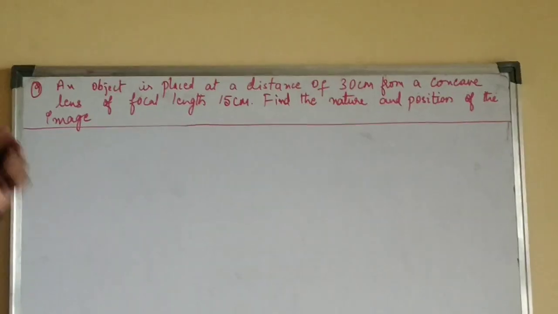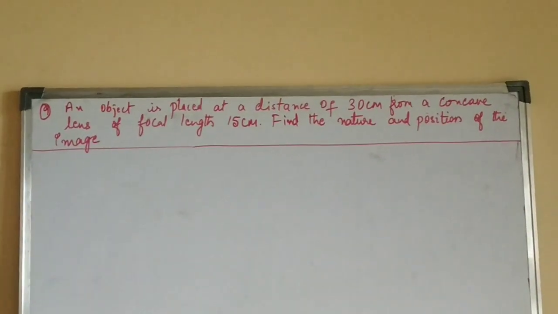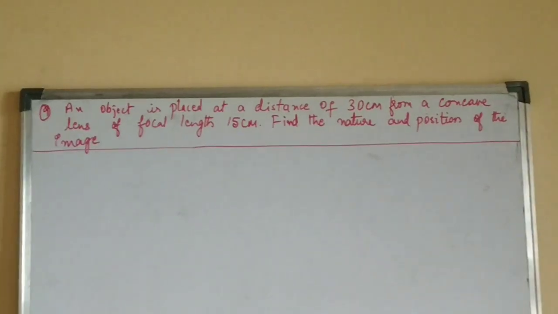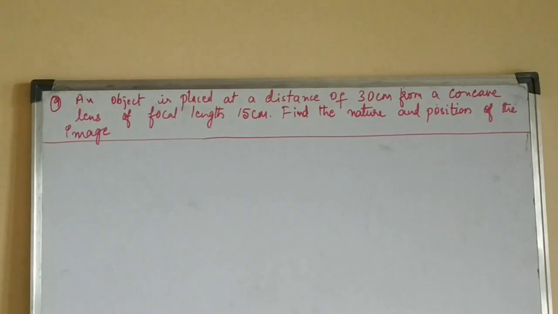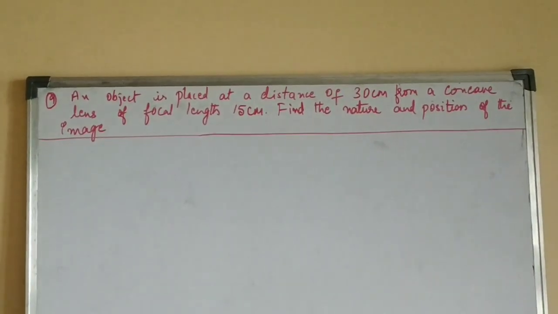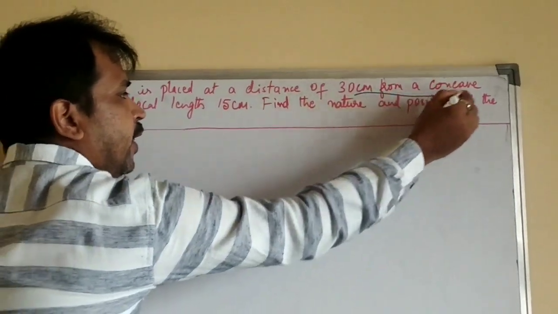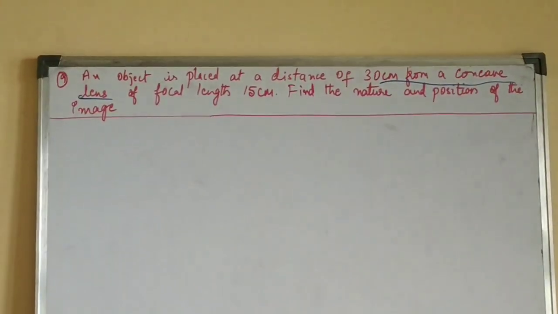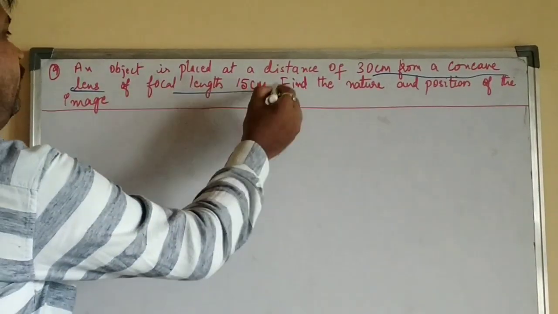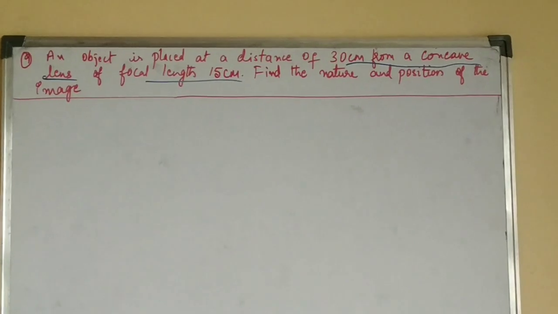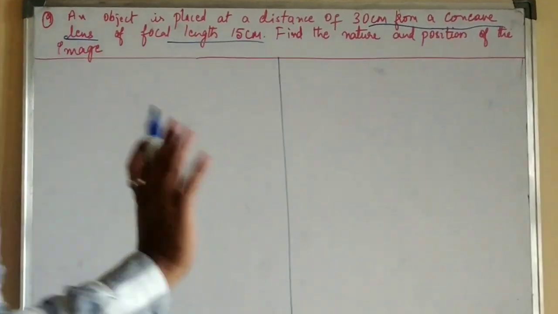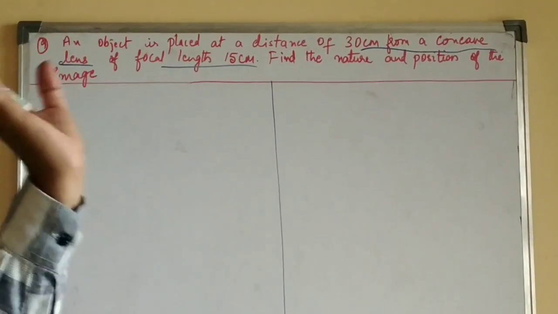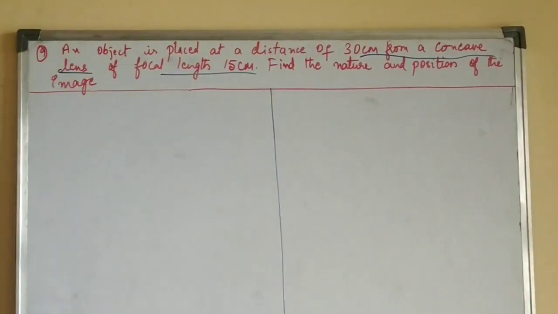Moving to the ninth problem. An object is placed at a distance of 30 centimeter from a concave lens of focal length 15 centimeter. Find the nature and position of the image. Very simple problem. They have mentioned concave lens, so draw the ray diagram of the concave lens and be ready with the sign conventions.